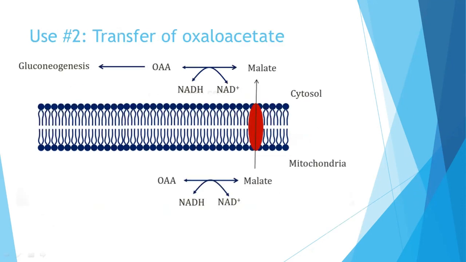Use number 2 is the transfer of oxaloacetate. The oxaloacetate can either go into gluconeogenesis, or it can form malate. From the mitochondrial matrix, the oxaloacetate gets converted into malate. This malate can cross into the cytosol, and again this malate can go on to form oxaloacetate. So this is how oxaloacetate is transferred from inside the mitochondria to the outer cytosol.